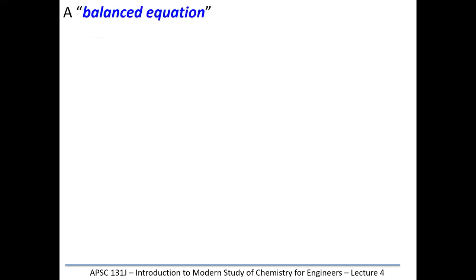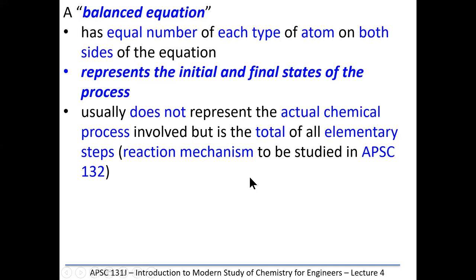So a balanced equation always has the same number of atoms on each side. It always represents the initial and final states of the substances involved. And it usually does not represent the actual chemical process involved. It's the total of all the elementary steps going on. So in a chemical reaction, typically there are intermediate steps that we're not going to address really until 132 when you talk about reaction rates. We're only going to look at the overall chemical equation for the overall reaction, not its steps.